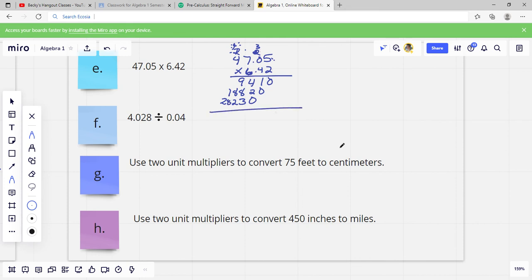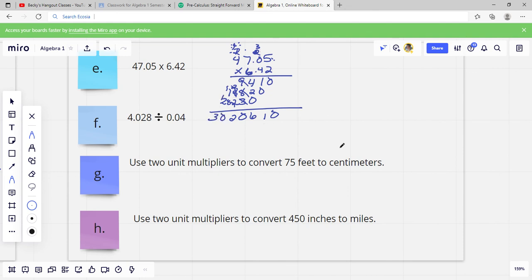Now I'm going to add these. And that would be 9, 10, 11, 12. 12 and 8 is 20. That would be 10, 12, 8, 9, 10, 3.